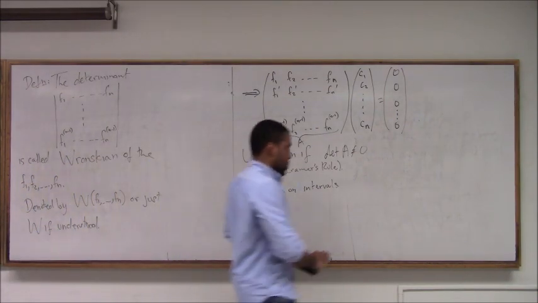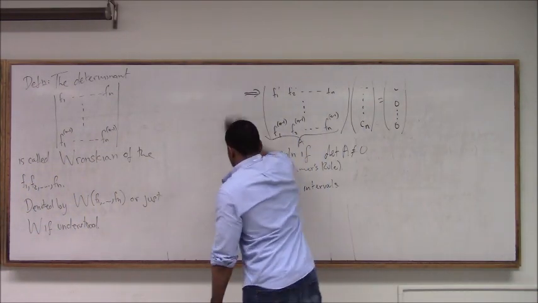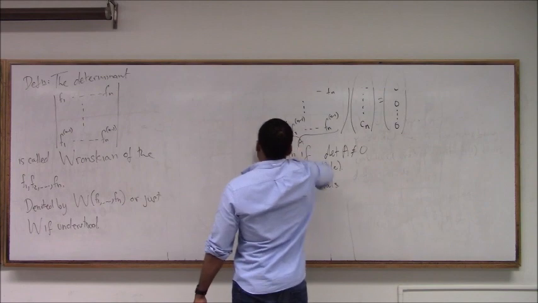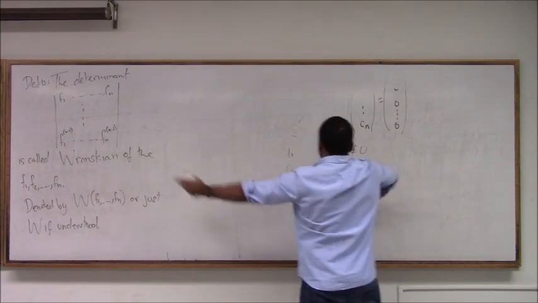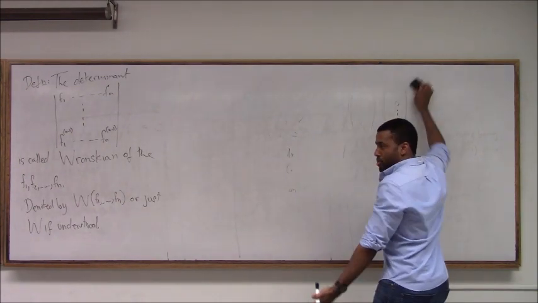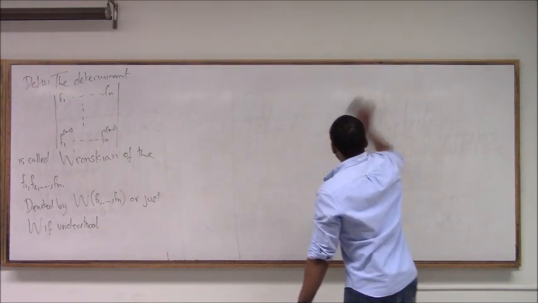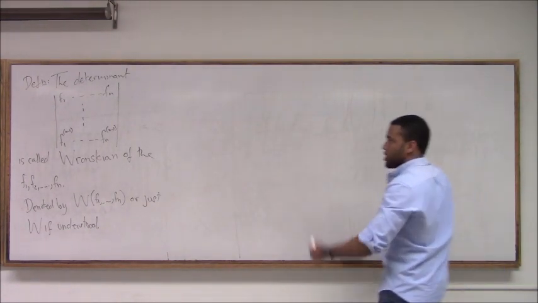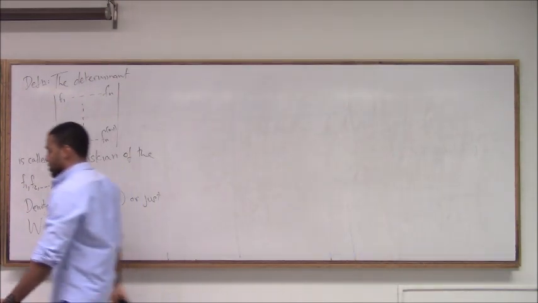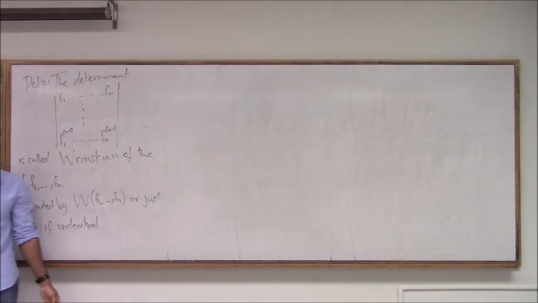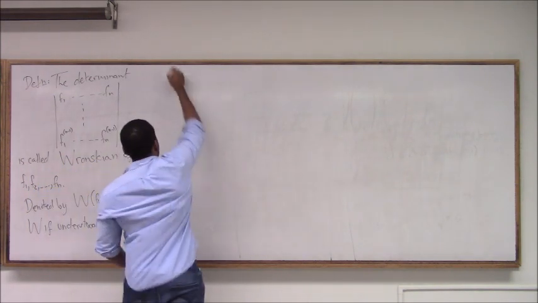So if you ever have a bunch of functions, solutions to a linear differential equation, and you want to know, are these linearly independent? You just throw them into this. A priori, they're all differentiable because they're solutions to a differential equation. And so you throw them in this matrix, and as long as you find the determinant of that is non-zero, we know they are independent. And that brings us to the theorem.